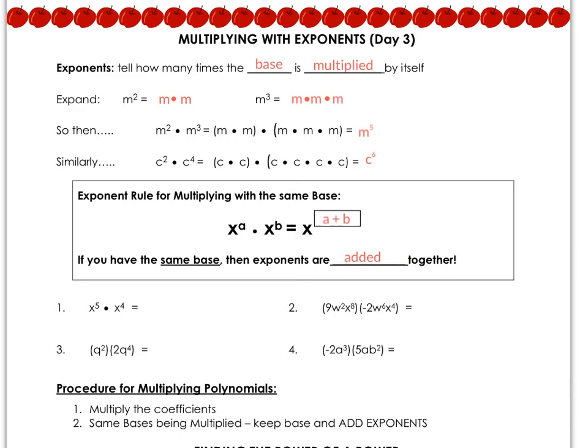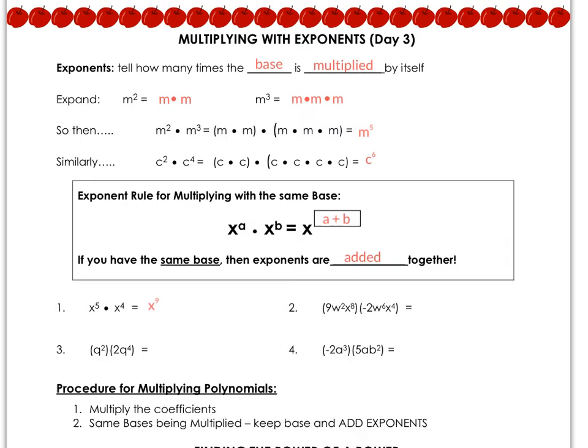So let's look at some more examples. Our first example here, x to the 5th times x to the 4th. Knowing our rule now, we can say, okay, the base is the same, it's both an x. So what do we do with the exponents? We add them. So 5 plus 4, our answer would be the same base, x, and add the exponents to get 9, so x to the 9th power.